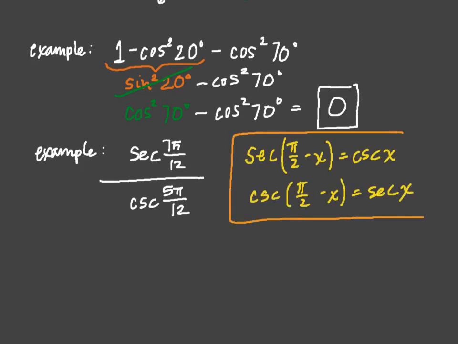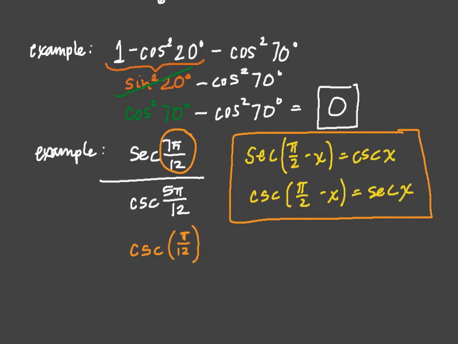Secant of pi over 2 minus x equals cosecant of x, and cosecant of pi over 2 minus x equals secant of x. So we're going to subtract 7 pi over 12 from pi over 2, which is the equivalent of 6 pi over 12. So that's going to give us negative pi over 12. And because we subtracted from pi over 2, our secant is going to change to cosecant. So we have cosecant of negative pi over 12.